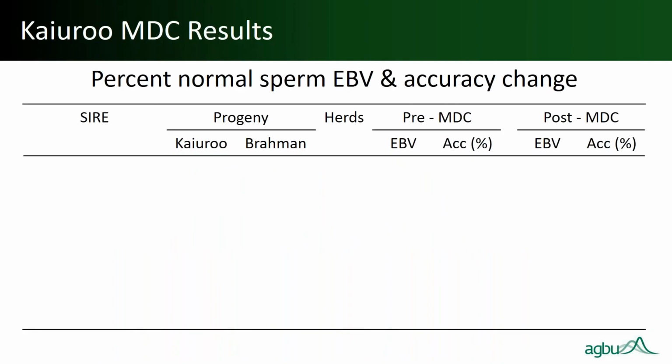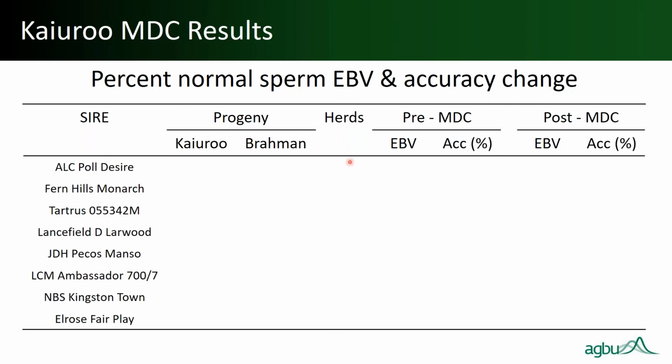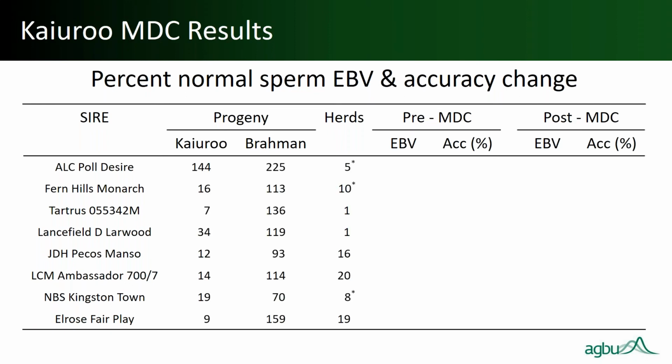So looking at the results just relative to this discussion around reference populations, we'll spend just a little bit of time on this table, and the information that we'll present is for just a group of selected sires, the number of progeny they have in the Kairi project, the number of progeny they have outside of that project, how many herds these bulls were used in outside the project, and really importantly, how they performed for accuracy for this percent normal trait prior to and following the data collection that took place as part of this project.